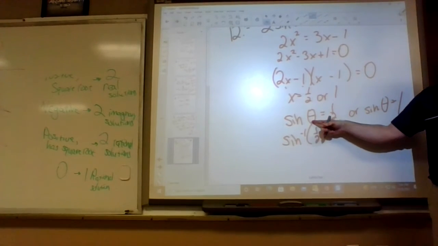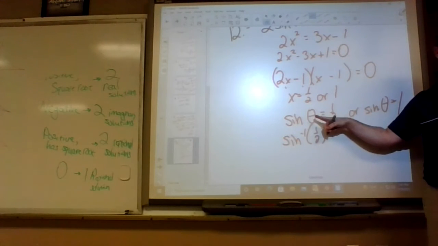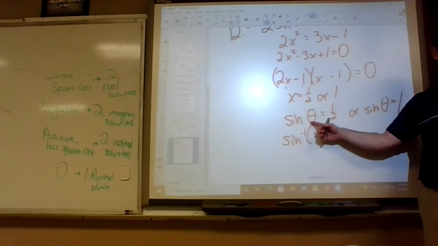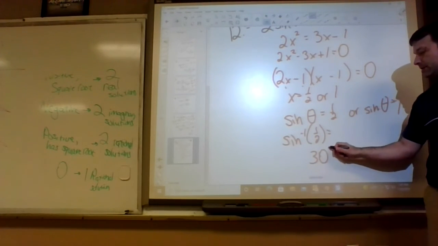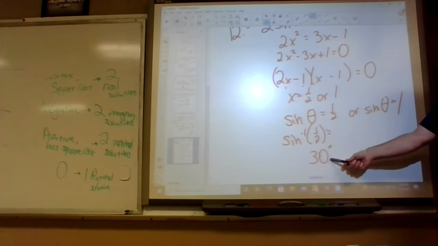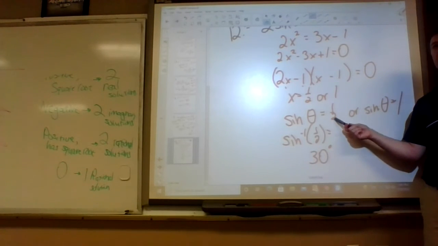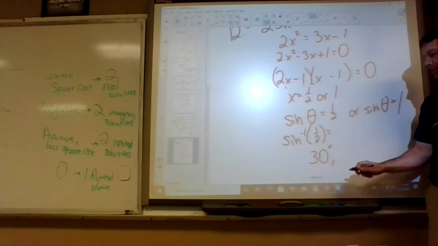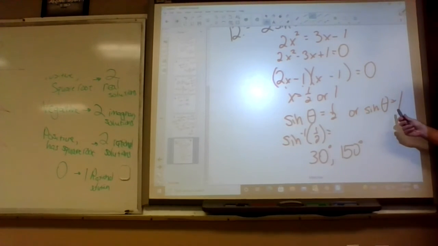You don't remember sine inverse? If you know the ratio, you do sine inverse to find the angle. You can go backwards and find the angle if you use sine inverse. Are we in degrees or radians? Degrees. Okay. Sine is positive in the first quadrant. Where else is sine positive? Second. How do I find the second quadrant angle? 180 minus that, which is 150.